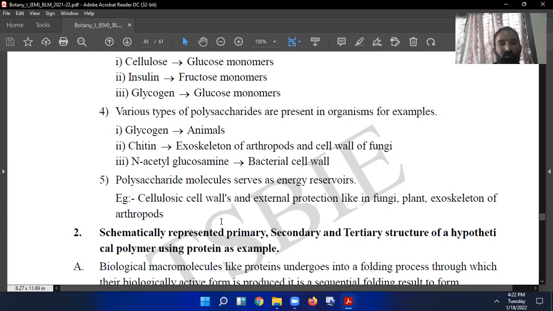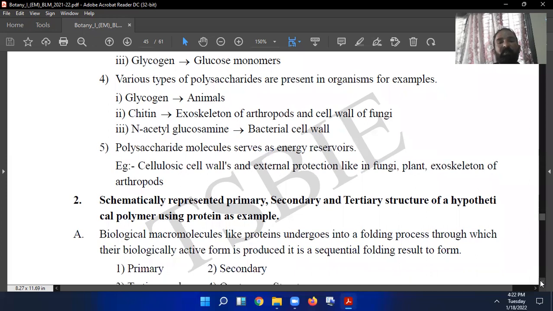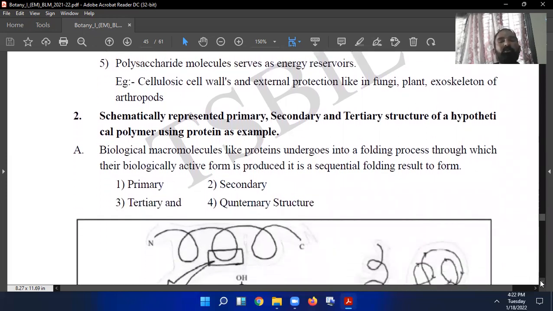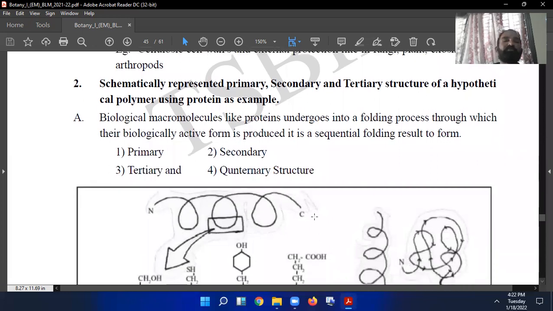Okay, coming to the next question: schematically represent the primary, secondary, and tertiary structure of a hypothetical polymer, using protein as an example. The proteins are also biomolecules, which are abundantly found in both animals and plants. These biological macromolecules like proteins undergo a folding process through which their biologically active form is produced. It is a sequential folding that results in the final form.